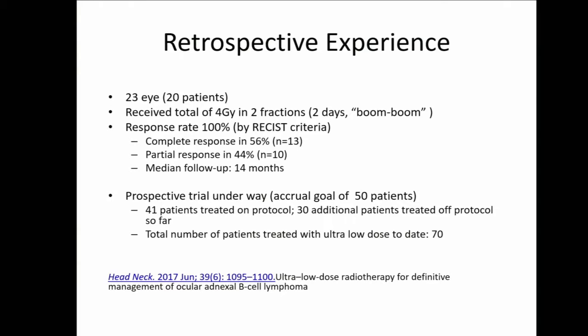So there is a prospective trial underway at MD Anderson. Our accrual goal is 50 patients. We've so far accrued 41, and combined with our retrospective and off-protocol patients, we have treated 70 patients to date, and we are indeed very pleased with the results. I hope to be able to publish the results of the prospective trial, and it may lead to some change in the acceptable dose of radiation for low-grade lymphomas of the orbit, but also ocular surface.